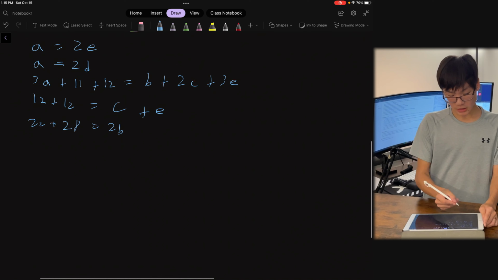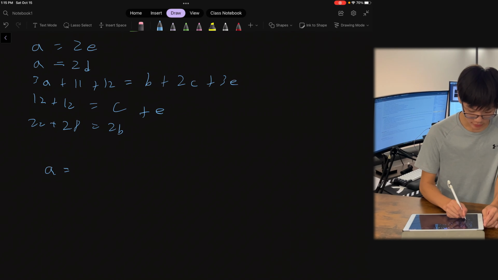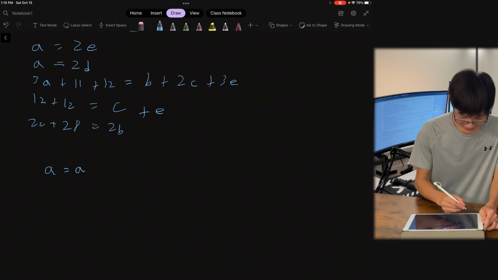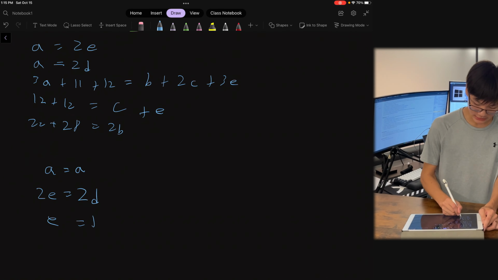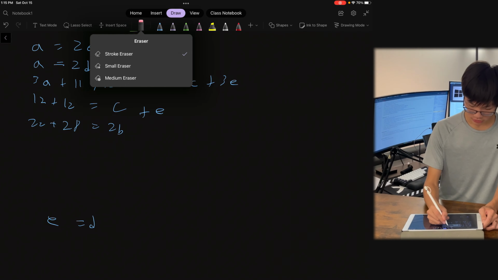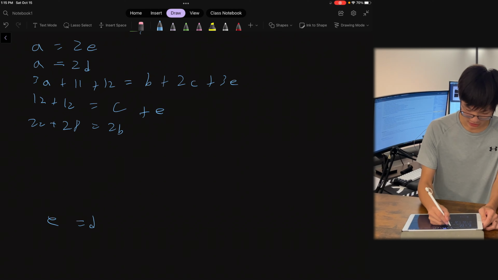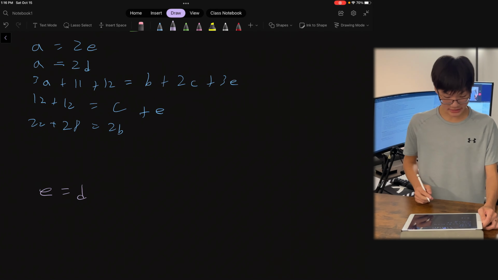Well, we know that A is going to be equal to 2E, and A is also going to be equal to 2D. And we also know that A is going to be equal to A. I know, mind-blowing. So that'll give us 2E is equal to 2D. That gives us E is equal to D if we divide both sides by 2. Let me switch colors so that it's more separated from our given equations. So E is equal to D.